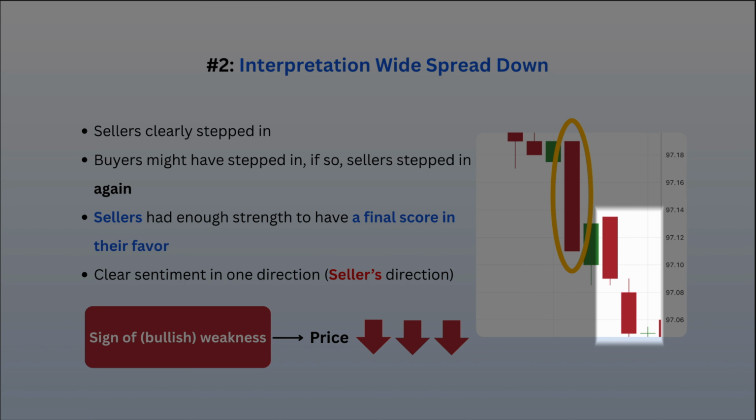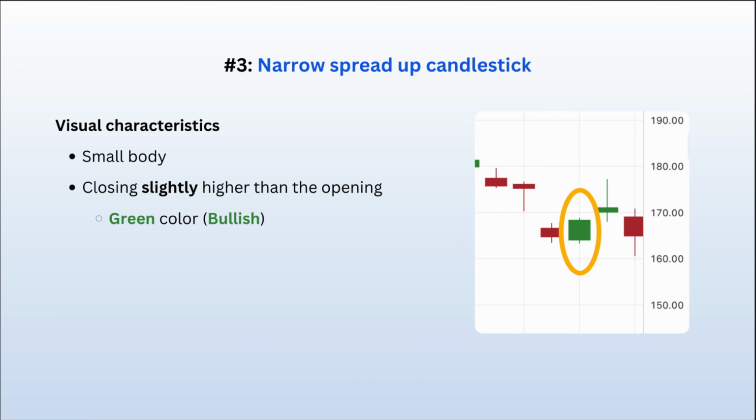Now let's go to the third candlestick, which is the narrow spread up candlestick. What is the outfit of this candlestick? How does it look on our charts? It has a small body where the closing is higher than the opening price, but ever so slightly. And because the closing is higher than the opening price, the color of the candle is green. So it's a bullish candlestick.